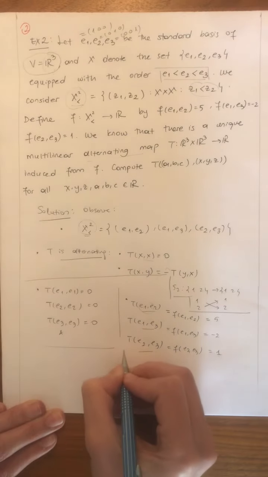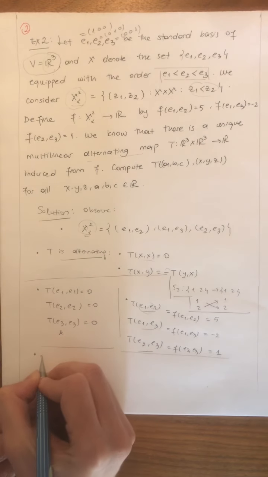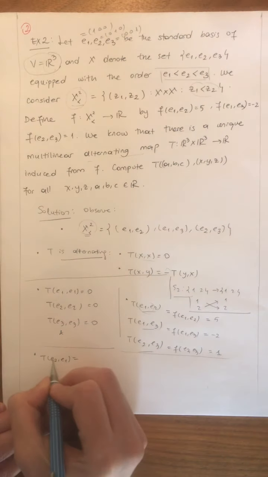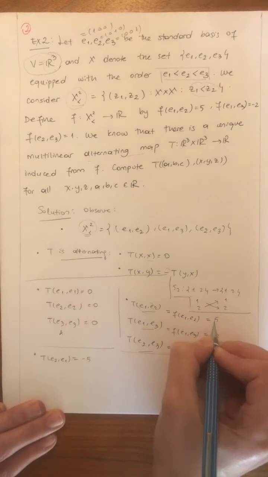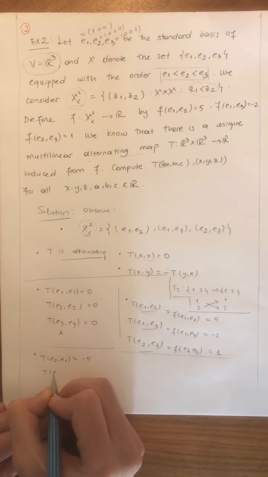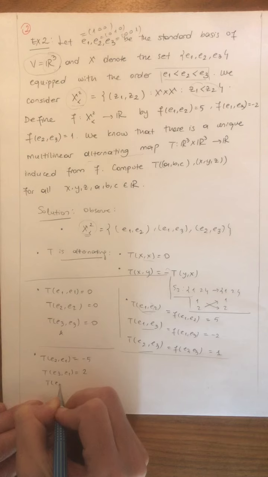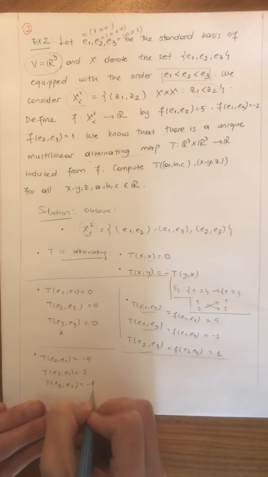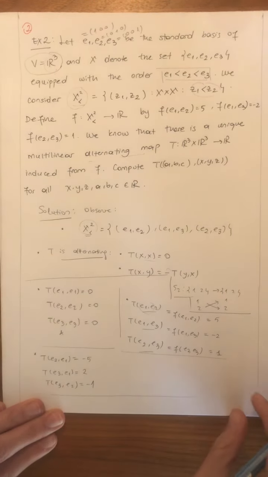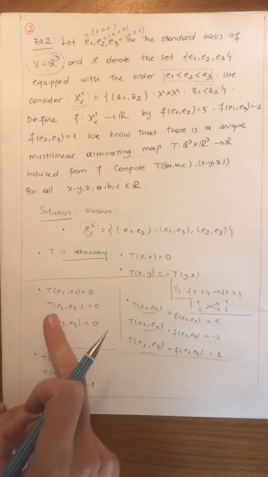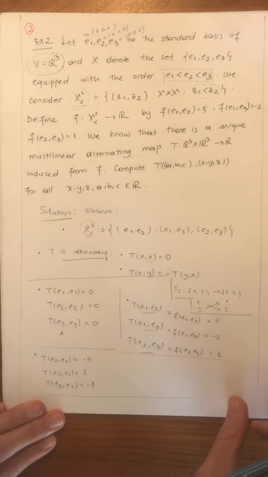And finally, we also need to observe that when we change the order, we get minus values. And that's all. Okay, so now we know the images of the tuples when the tuples contain the basis elements.